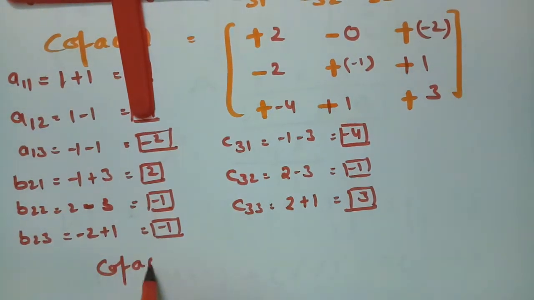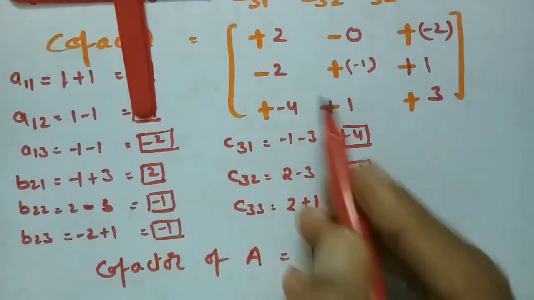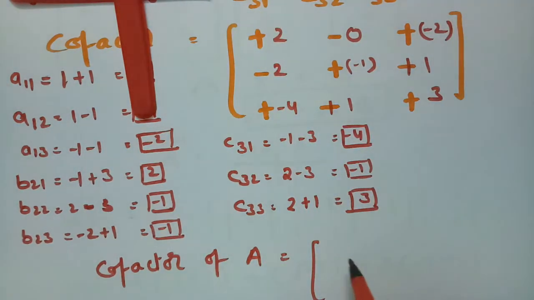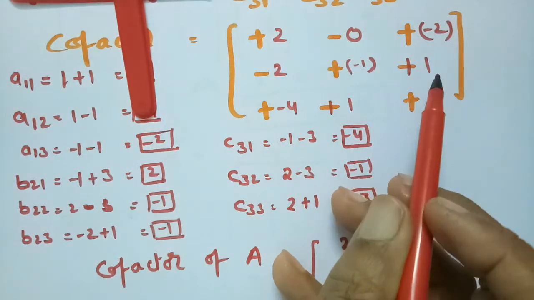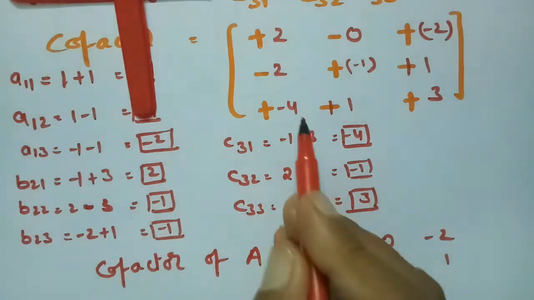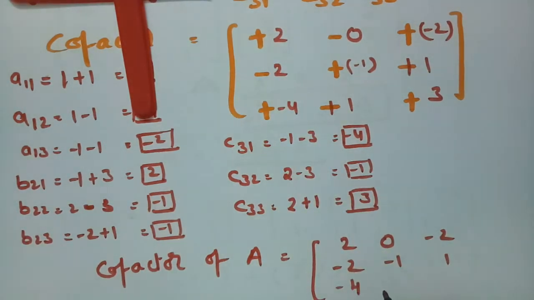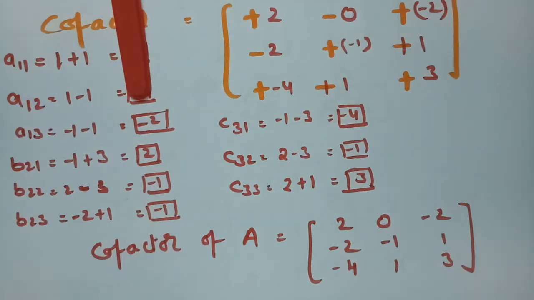The cofactor of A is equal to, see here, this is 2, 0, minus 2, and the next one, minus 2, minus 1, 1. This is minus 4, 1 and 3. Now I need the adjoint of A.